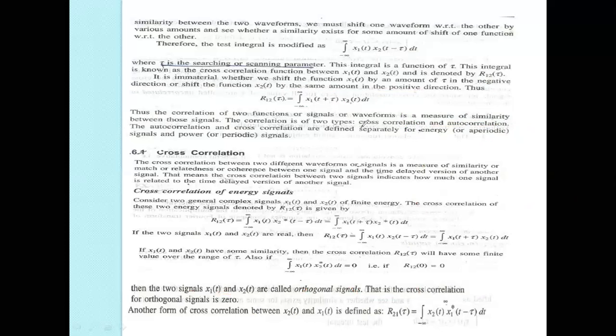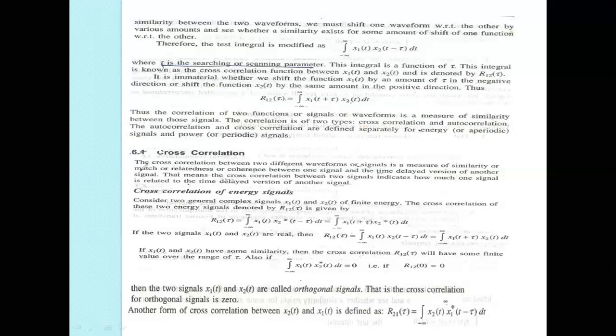The correlation is of two types, cross correlation and autocorrelation. It is very important. The autocorrelation and cross correlation are defined separately for energy and power signals. Okay, yesterday we already discussed this one.